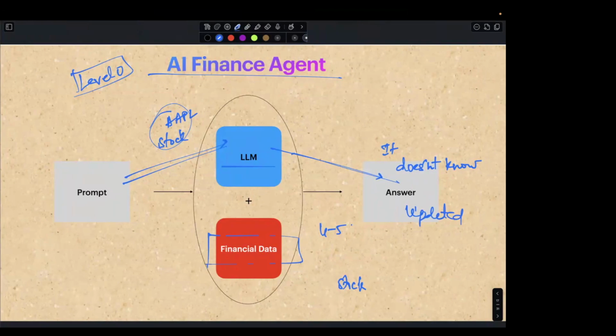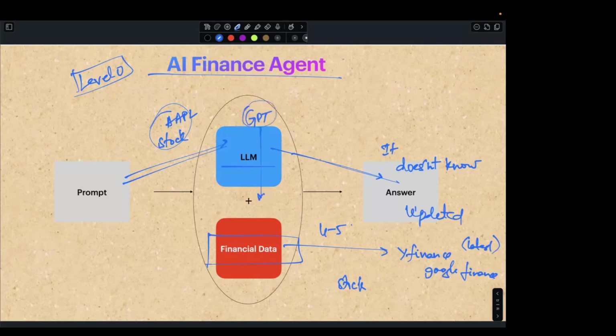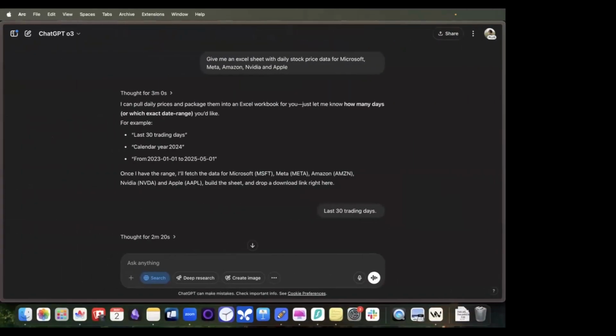So for financial data, there are many companies and websites like Yahoo Finance, Google Finance, and many other websites that have the latest stock data. The idea is I'll take the LLM, or in my case the GPT model, and connect it with financial data. That is what I have done in the very first step of the code.